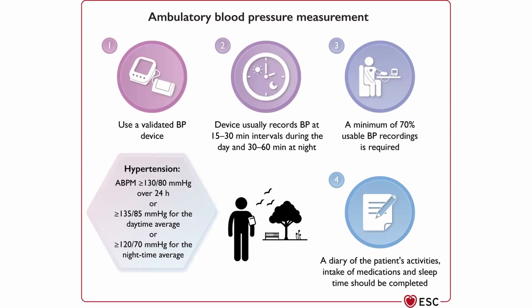This monitoring stated that we should use a validated BP device and recordings should be taken at 15 to 30 minute intervals during the day and 30 to 60 minutes at night. A minimum of 70% usable BP recordings is required, and patients also should keep a diary of activity. It defines hypertension when blood pressure is more than 130/80 over 24 hours, or 135/85 for an average daytime measurement, or 120/70 for the nighttime average.